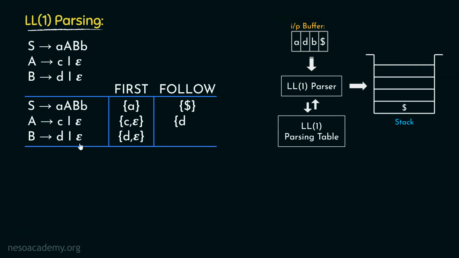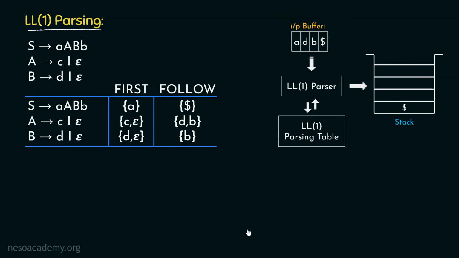Now B can also generate epsilon. So in case B generates epsilon, in that case the non-terminal A will be followed by the terminal symbol b. Therefore, in the follow of A, alongside the terminal symbol d, we are also going to have the terminal b. Now what about the non-terminal B? As you can see, the non-terminal capital B is being followed by the terminal symbol small b. Therefore, in the follow of B, we are going to have only the terminal symbol small b. So these are all the firsts and follows of all the non-terminal symbols involved in this particular grammar.